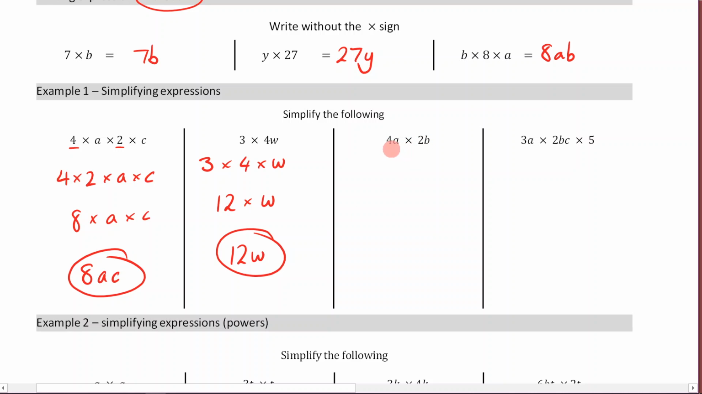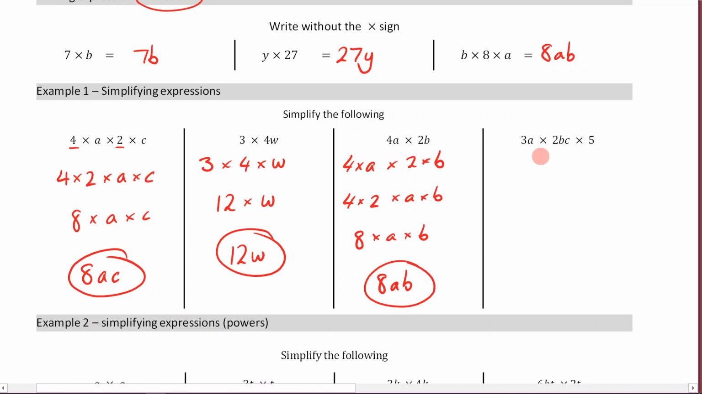So too over here, if I wanted to do this the long way, and after a while you're not going to do this step, what you could do is say, I know that between this 4 and this a is a multiplication sign, like that. Then I have this times, then between those two things is a multiplication sign. Now I could bring together my numbers, so 4 times 2, then my pronumerals next to each other. 4 times 2 is 8 times a times b, so I'm going to end up with 8ab.